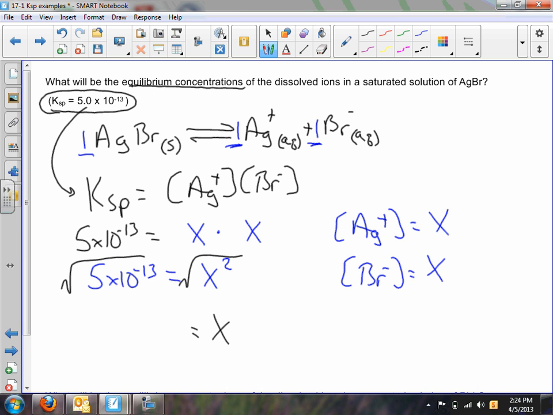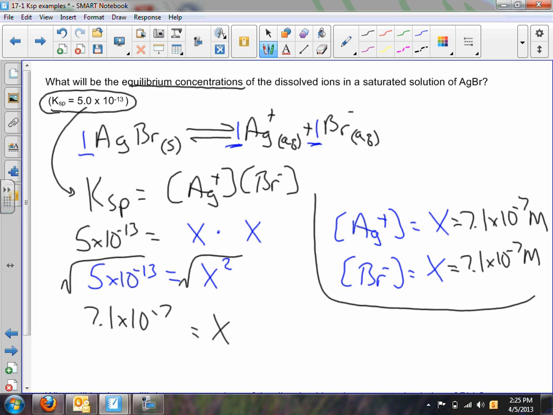And when you do that, you get a value of X equaling 7.1 times 10 to the negative 7. And we said X is what silver concentration was. So my silver is 7.1 times 10 to the negative 7. Concentration is measured in molarity, so you need the units there. Bromide was also X, so that is also 7.1 times 10 to the negative 7 molar, and this would be the answer. The concentrations of silver and bromide are both 7.1 times 10 to the negative 7 molar.